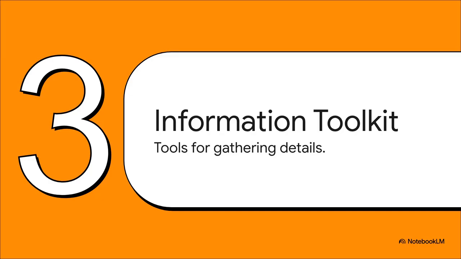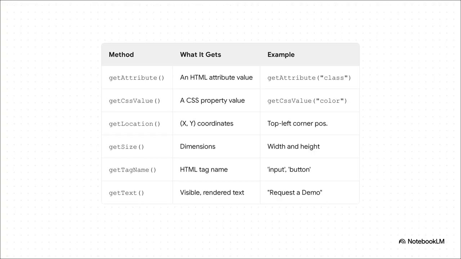But here's the thing. Automation isn't just about clicking and typing, right? It's also about gathering information. And that brings us to our second set of tools, the Information Toolkit. Think of these as your detective tools for inspecting what's actually happening on the page. So this whole toolkit is about inspection.